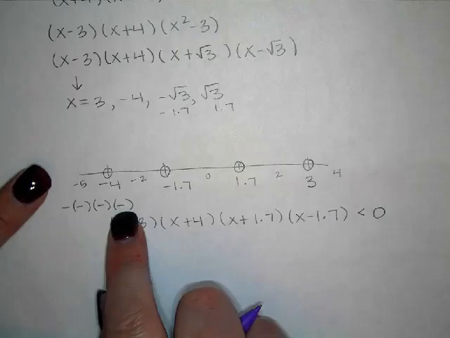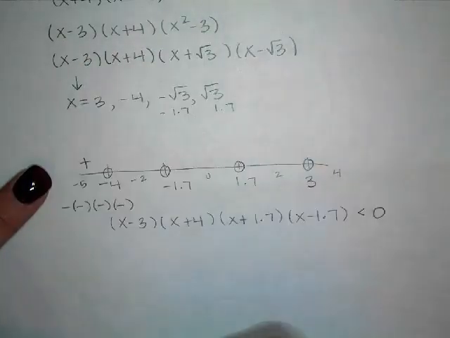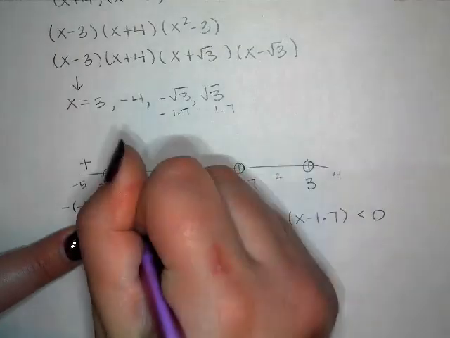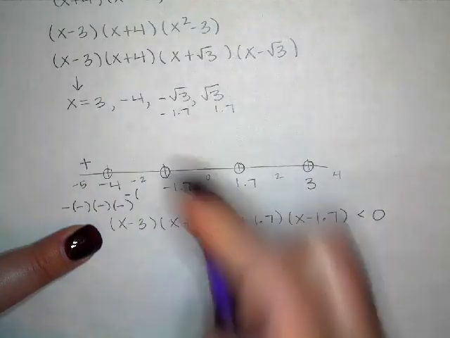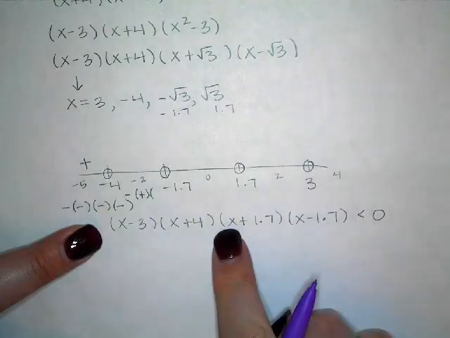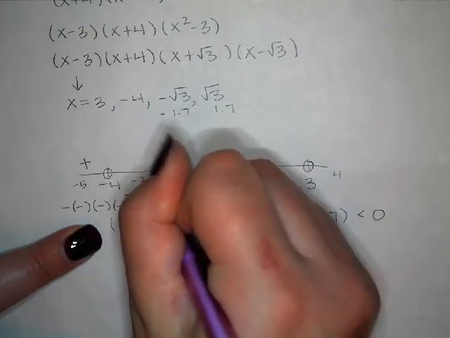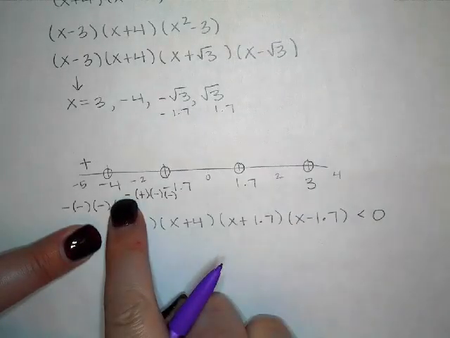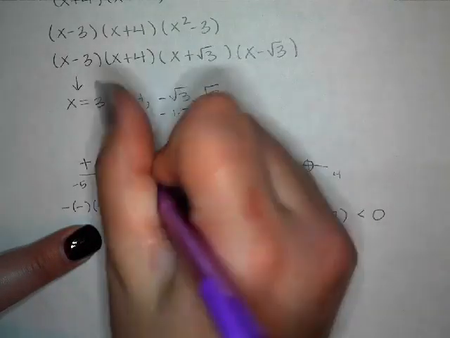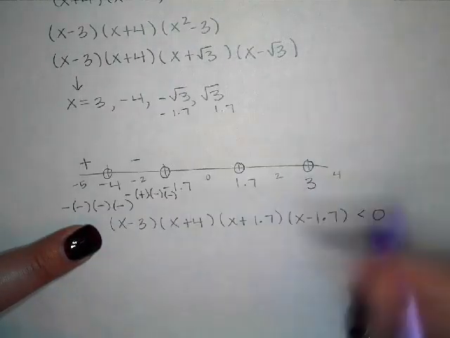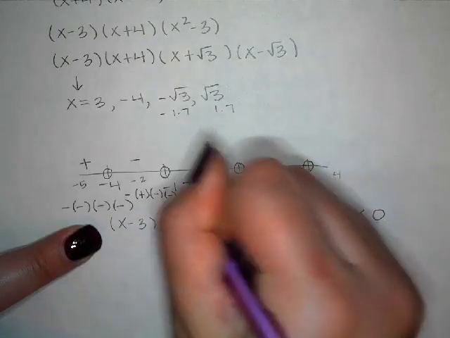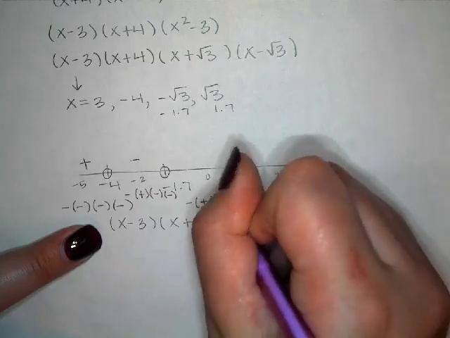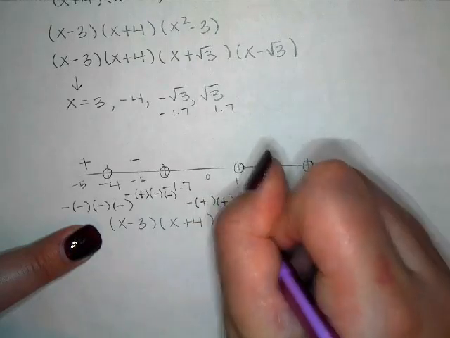Okay, let's try it again with -2. -2 minus 3 is a negative. -2 plus 4 is a positive. -2 plus 1.7 is a negative. -2 minus 1.7 is negative. Okay, so this is 3 negatives, so that's going to be a negative answer. All right, let's do 0. 0 minus 3 is negative. 0 plus 4 is positive. 0 plus 1.7 is positive. 0 minus 1.7 is negative. So this is a positive answer.